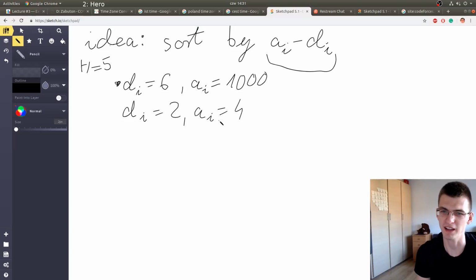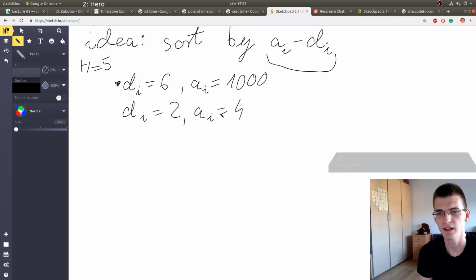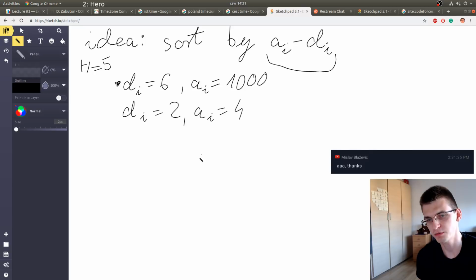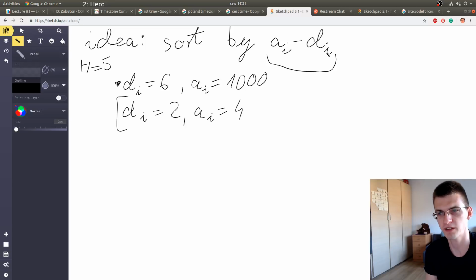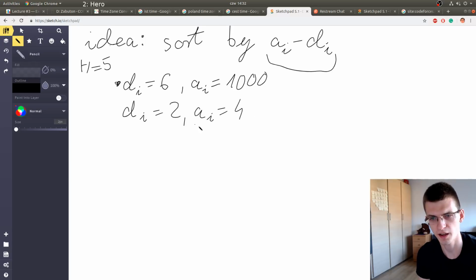So some idea to fix it would be maybe to always fight among the monsters that you can fight with. So here initially only this monster is allowed. Choose the one with the biggest value of AI minus DI. But again, we would have to prove its correctness. And I think if we also encounter monsters that deal more damage than AI, it might be wrong to do that. But I'm not entirely sure.